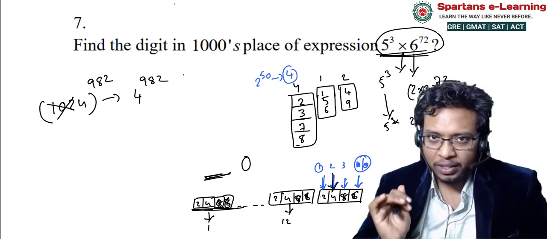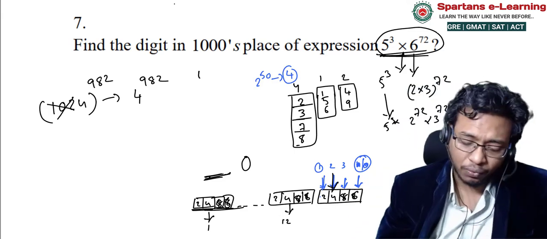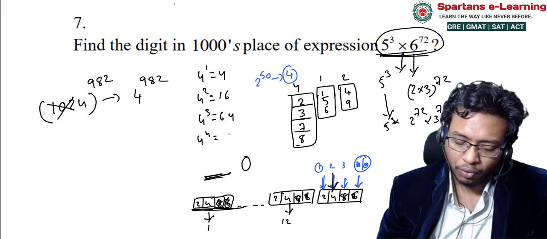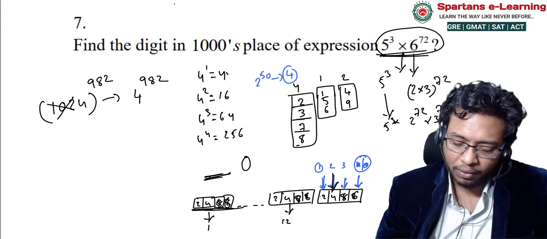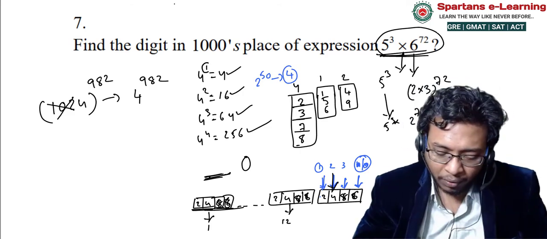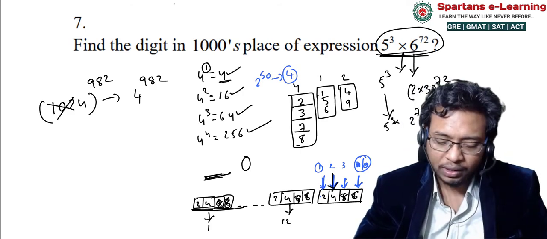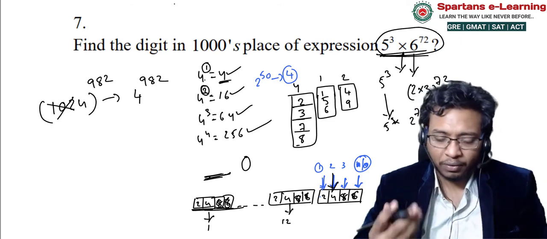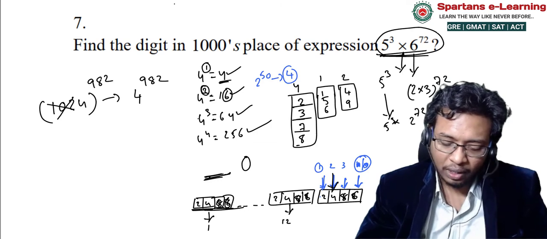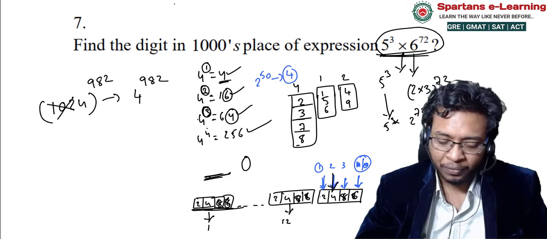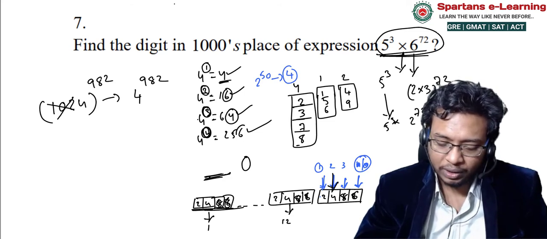You need not memorize again. See here, you can check it like this. 4 power 1 will be 4, 4 square will be 16, 4 cube will be 64, 4 power 4 will be 256. If you see here, 4, 6, 4, 6, that means for every odd power of 4, you are getting the last digit as 4. For every even power of 4, whenever 4 is having an even power, the last digit will be 6. See here, 4 power 3, 3 is an odd number, so the units digit will be 4. 4 power 4, 4 is an even number here, that means the units digit will be 6.